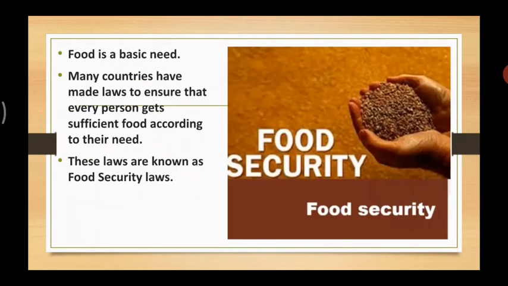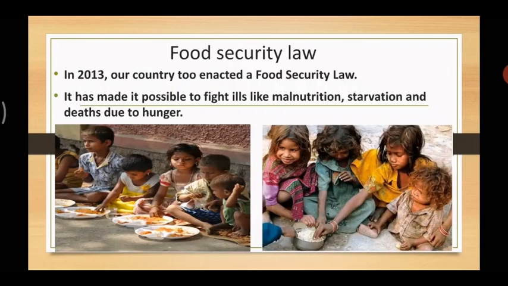Let's move forward. Next is food security. Now, as we all know, food is a basic need without which we cannot survive. That means we cannot live. Everyone should get food. Many countries have made laws to ensure that every person gets sufficient food, the required food according to their need. These laws are known as food security laws.